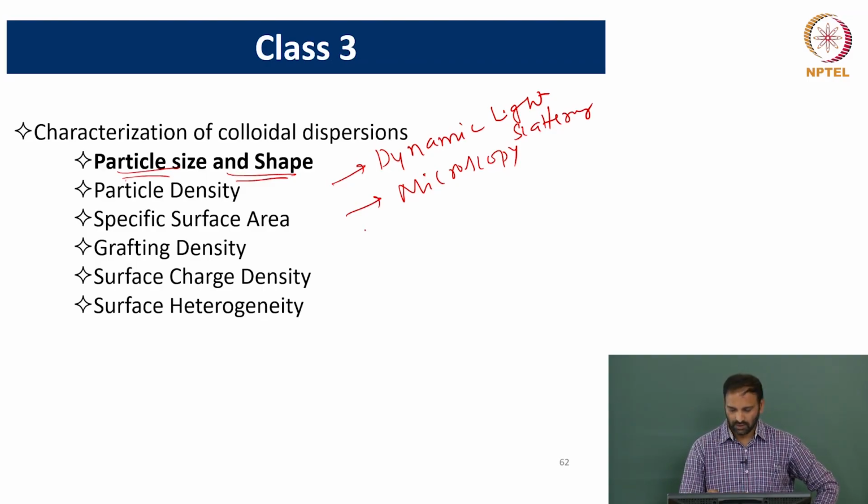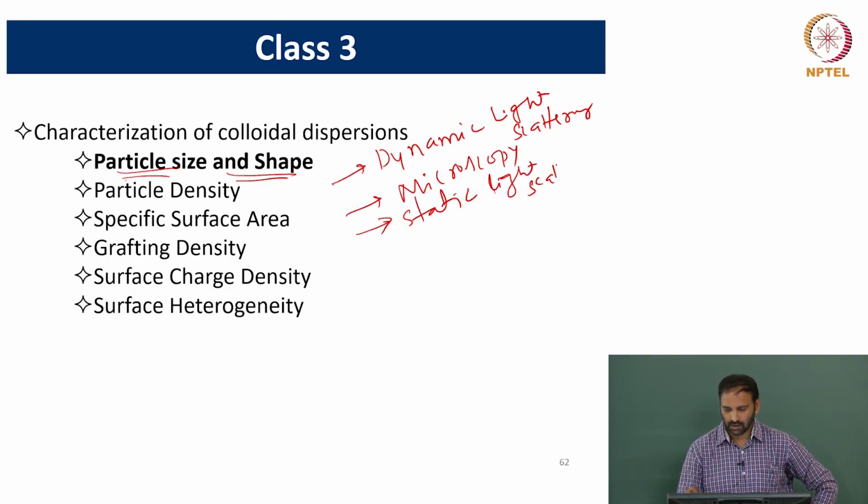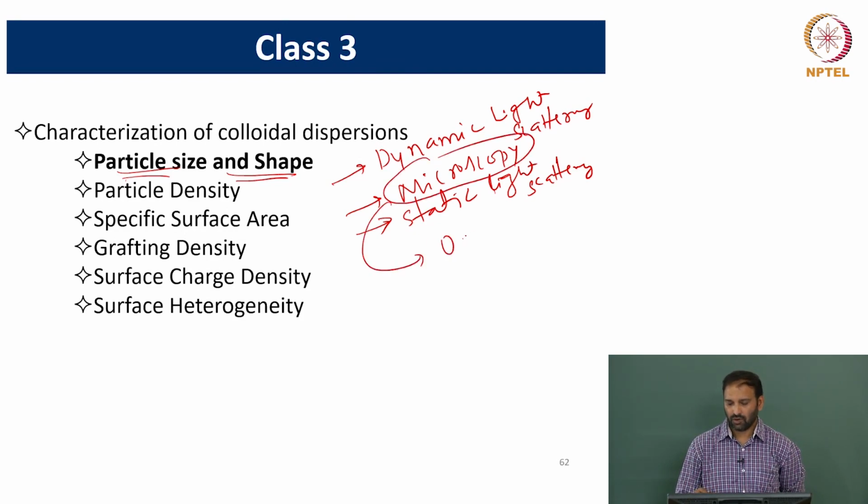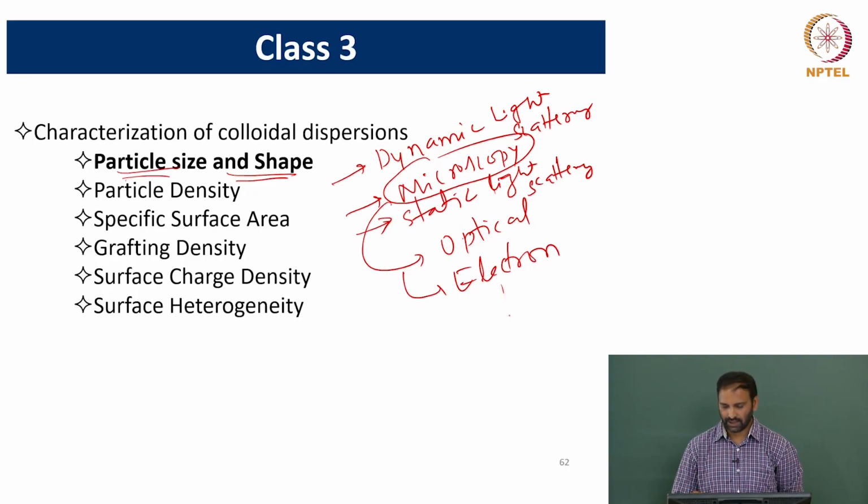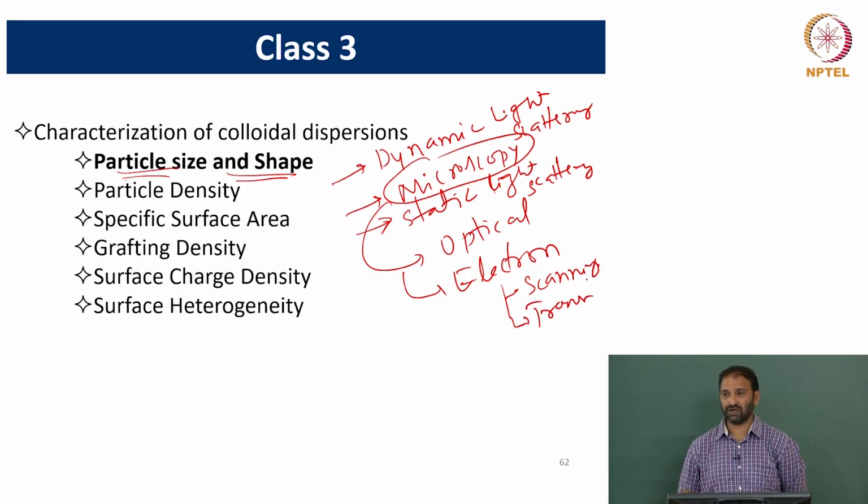There are also techniques called static light scattering. And in microscopy you have optical microscopy and also electron microscopy. In electron microscopy you have scanning electron microscopy and transmission electron microscopy, right?